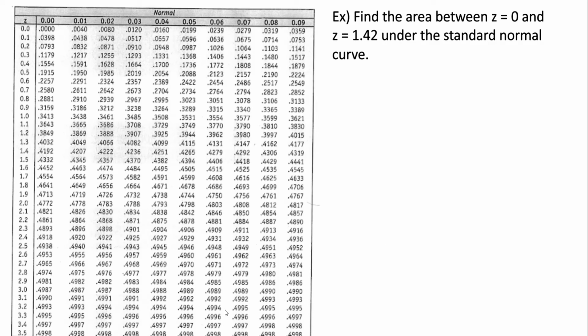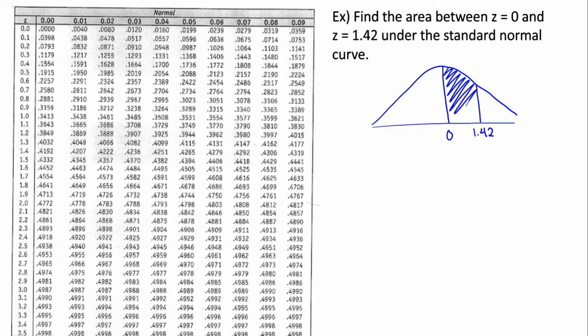Let's look at an easy example first. Here we want to find the area between z is equal to 0 and z is equal to 1.42 under the standard normal curve. So the first thing we would do is draw a picture of our normal curve. Mean is directly in the middle. The mean is 0 because we're told this is the standard normal curve. And we want to find the area between 0, which we've already marked down, and 1.42. That's a positive 1.42, so it falls above the mean.